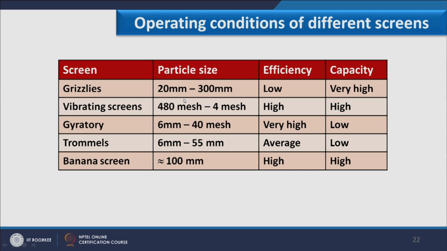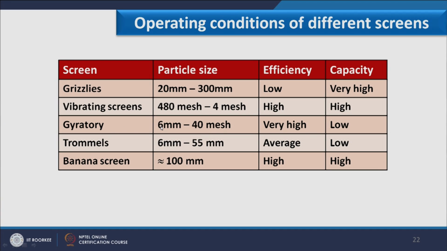In this lecture, we have discussed 5 different screens. The comparative study of these is shown in this slide. Grizzlies can handle particle size from 20 to 300 mm. Their efficiency is low, but capacity is very high. For vibrating screens, particle size ranges from 480 mesh to 4 mesh, efficiency is high, and capacity is also high.